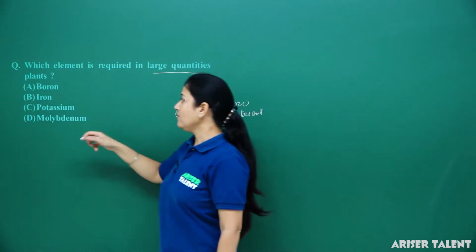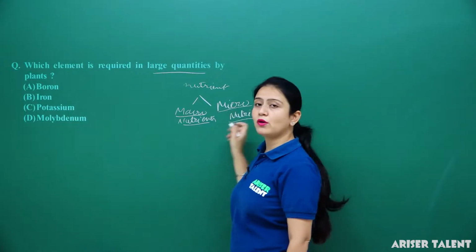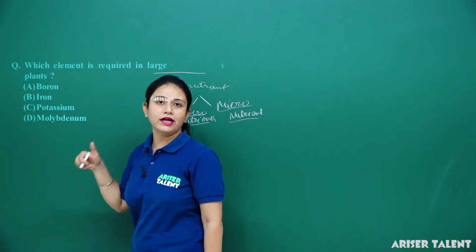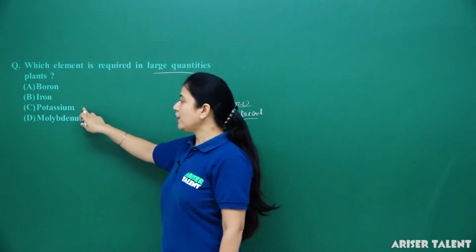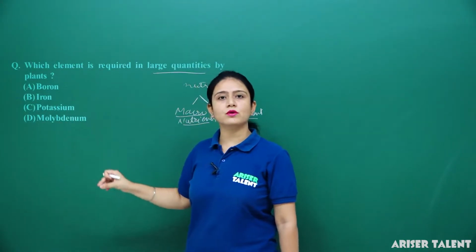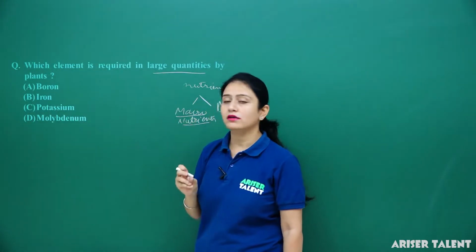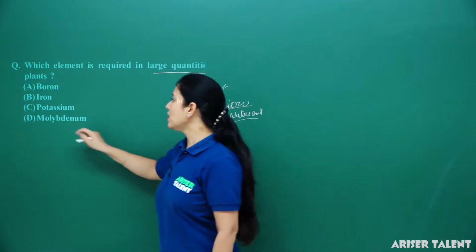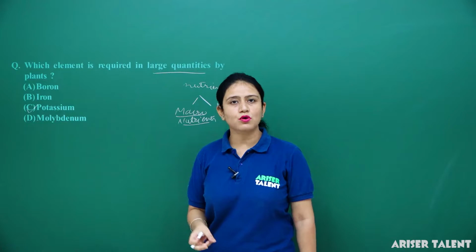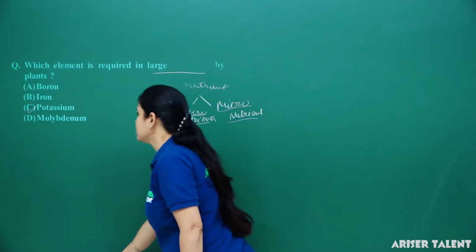If we talk about boron, then boron is a micronutrient. Micronutrient means they are required in small quantity. Iron is also required in small quantity, so it is also a micronutrient. Potassium is required in large quantity, it is a macronutrient, and molybdenum is also required in small quantity. Thus we can say, as the question is asking which element is required in large quantity, that is potassium. Why? Because boron, iron and molybdenum are required in small quantity and they are micronutrients. Clear? So option C is the correct answer.